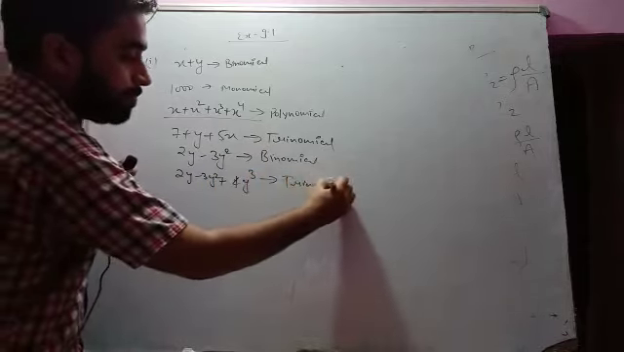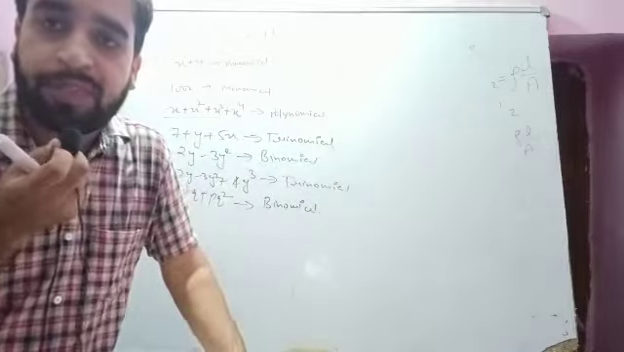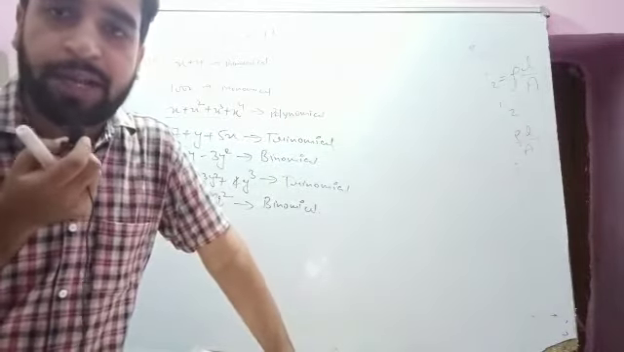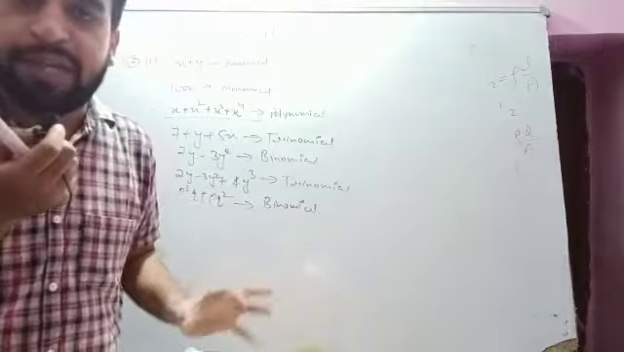Just remember one thing. For 1 term we will use monomial. For 2 terms we will use binomial. For 3 terms we will use trinomial. For 4 terms we will use polynomial. And more than 4 terms, all will come under the category of polynomial. I hope you understood this, and I hope you understood all the questions which we have done today.